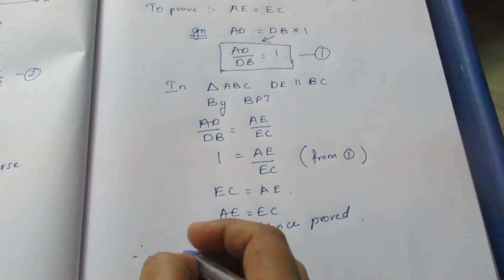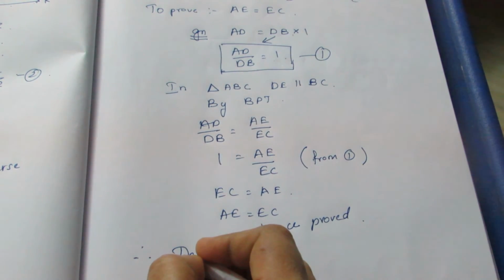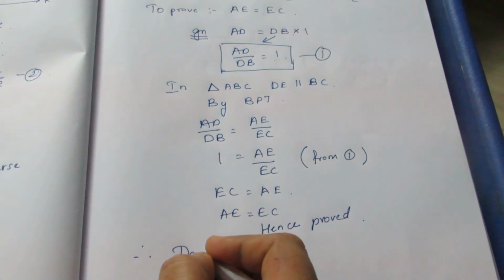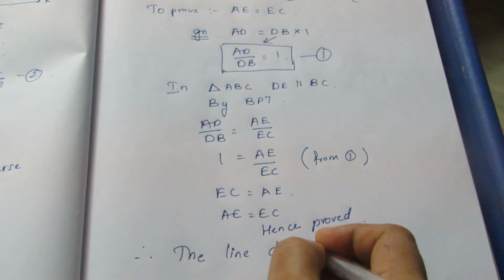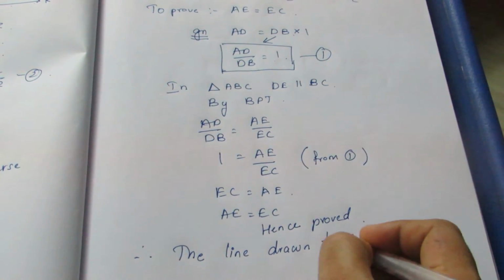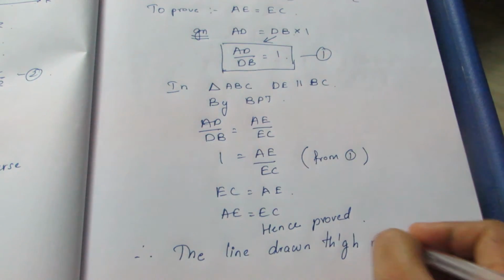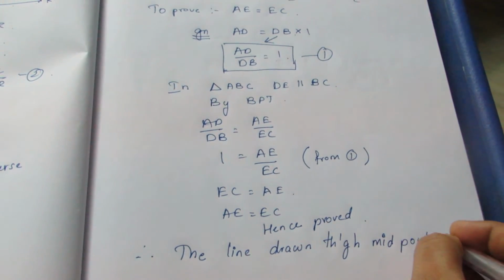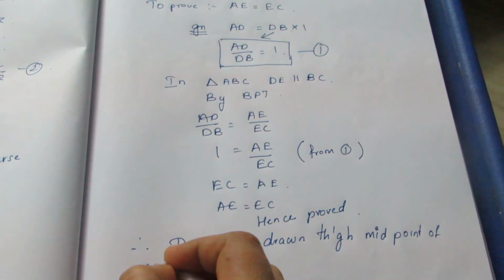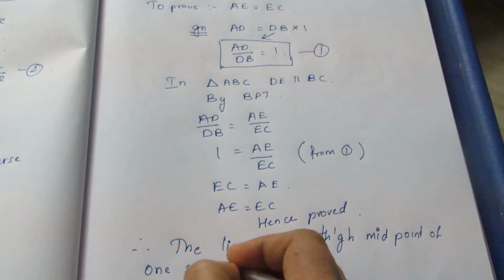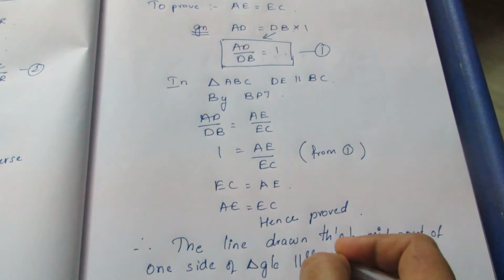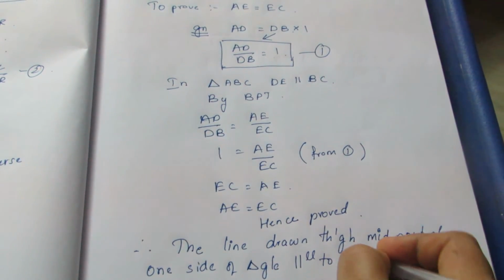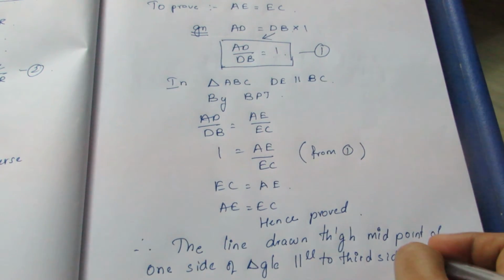Therefore, the line drawn through the midpoint of one side of a triangle, parallel to the third side, bisects the third side.